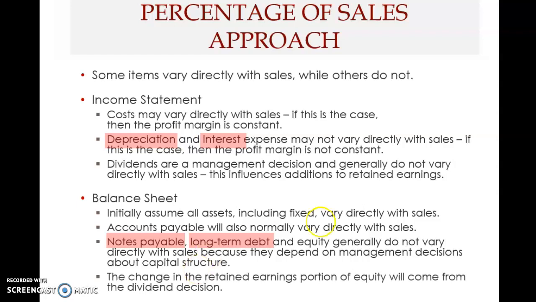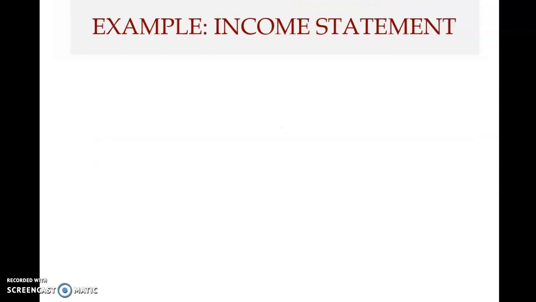All right, then this equity: the change in equity will depend on the change in the retained earnings portion of equity. And this will come from the dividend decision from the income statement here. So this will depend on that, and this equity can also change not only due to retained earnings, but also due to expected issue of new shares. If the company intends to issue new shares in the future, then this will increase the equity. All right, so this is the percentage of sales approach.